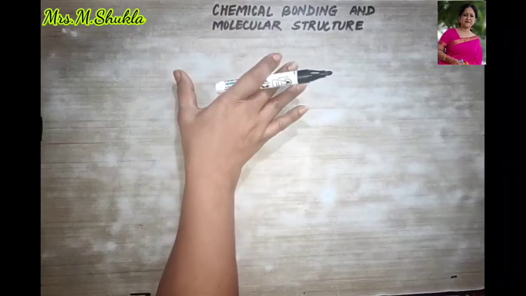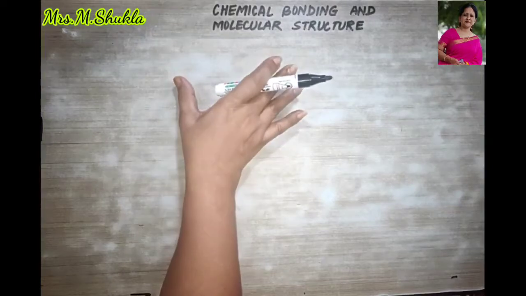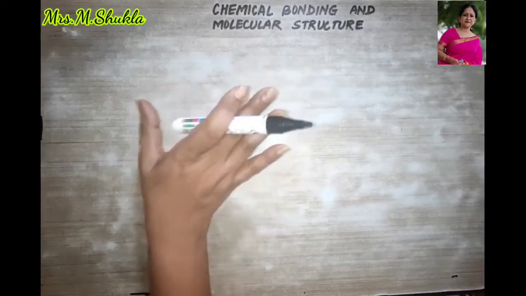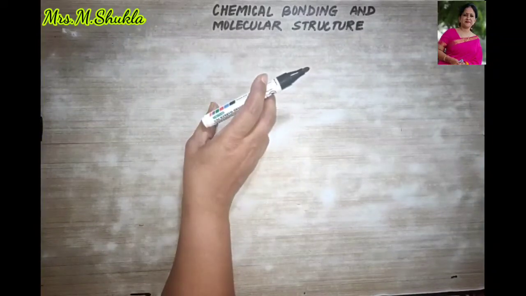So, we know that the atoms of elements combine to form molecules. A molecule is a stable particle of independent existence. It also is represented by a formula, right?